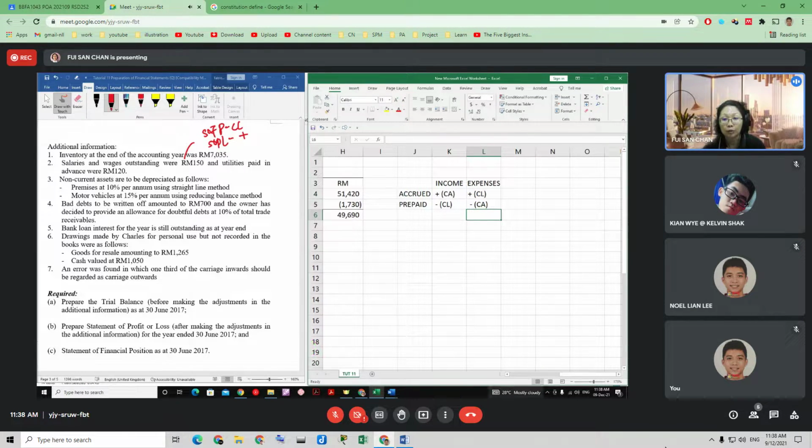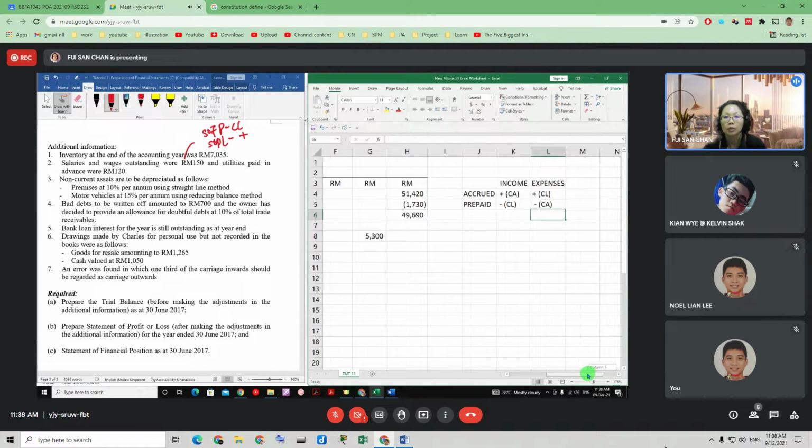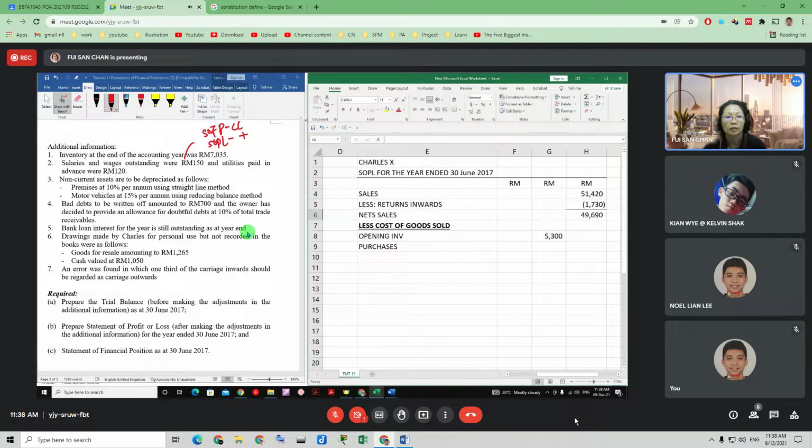Okay, so please remember this table. This table very useful, right? Remember this table. Okay, so back to here. For utilities, what happened? We need to minus. Okay, pay in advance and is our current asset. Okay, I put this now.